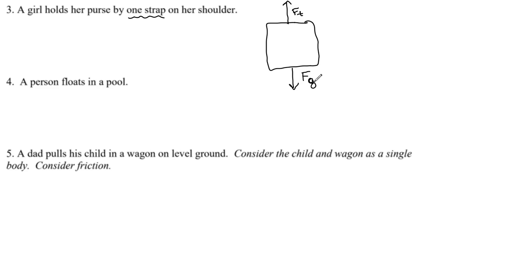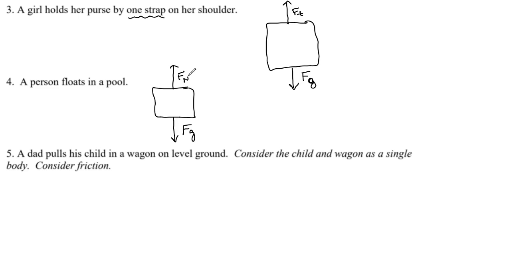A person floats in a pool, so they're not sinking to the bottom. They're floating in a pool. So again, we've got the force of gravity acting down. But the normal force in the up direction cancels it out. So they are floating in the pool. It's just like laying on the ground. The person is floating in the pool. The force acting in the up direction is equal to the force of gravity.